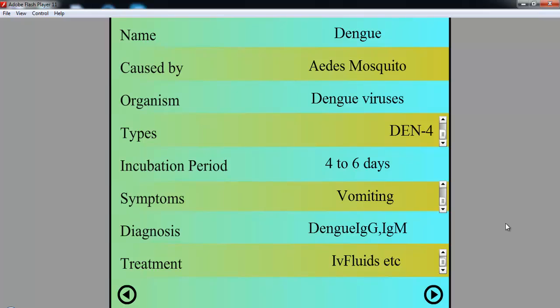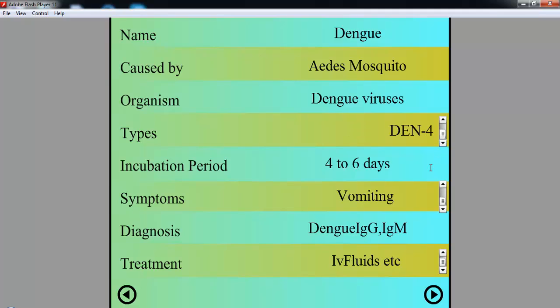Now we'll be talking about dengue. Guys, as you know, dengue is also caused by Aedes mosquito bite. The organism responsible for dengue is a virus called dengue virus. There are four types of dengue virus: dengue 1, that is DEN1, DEN2, DEN3 and DEN4.